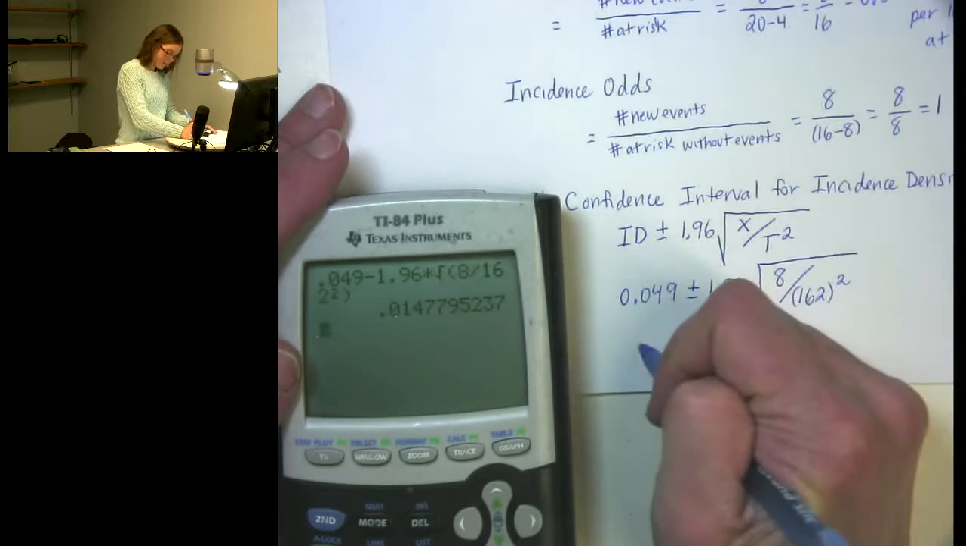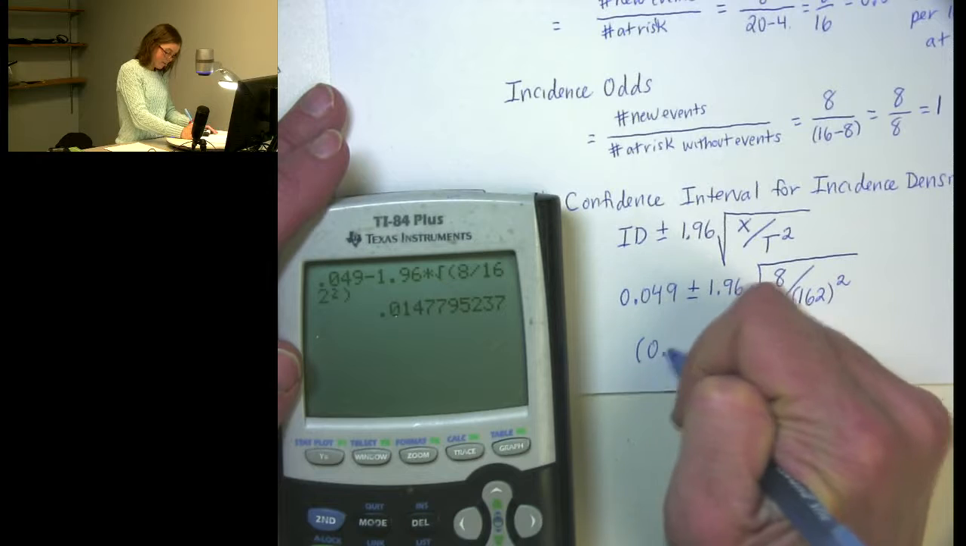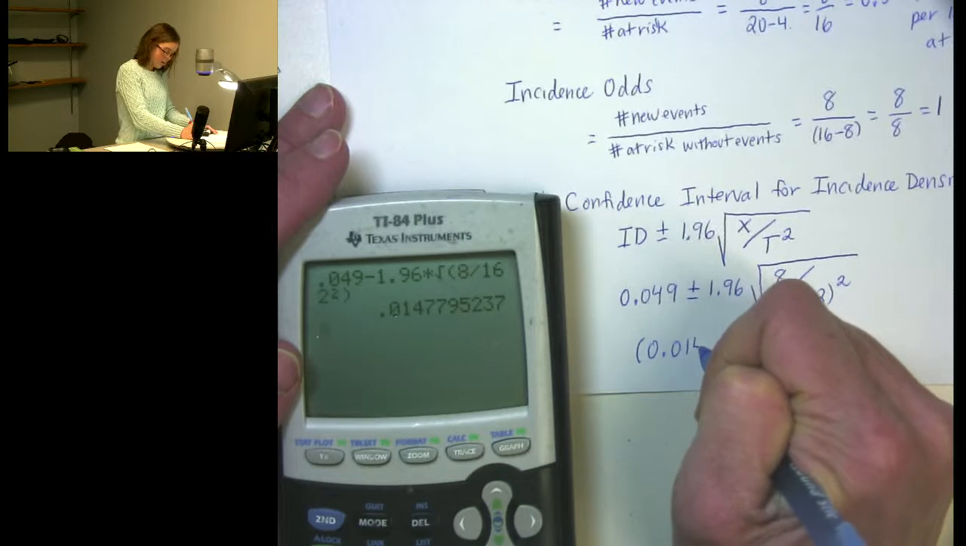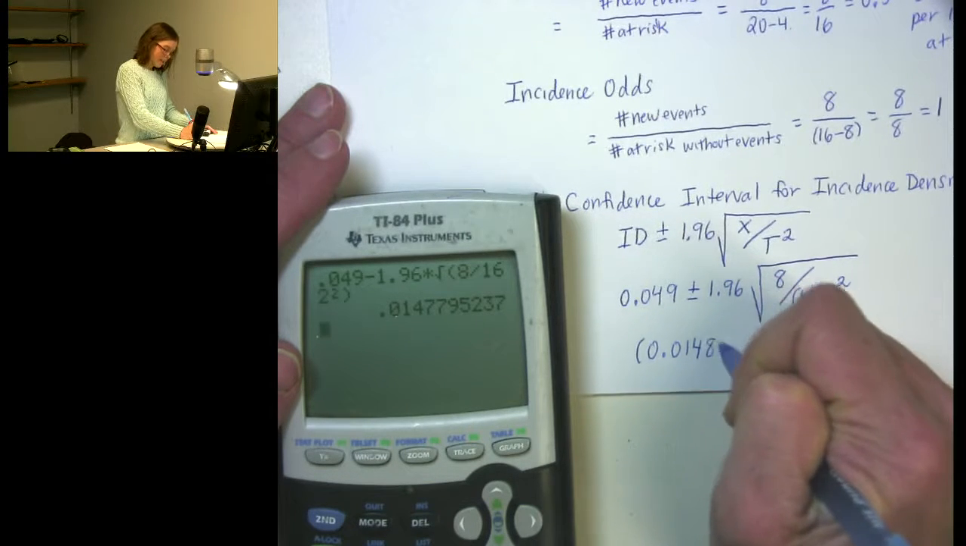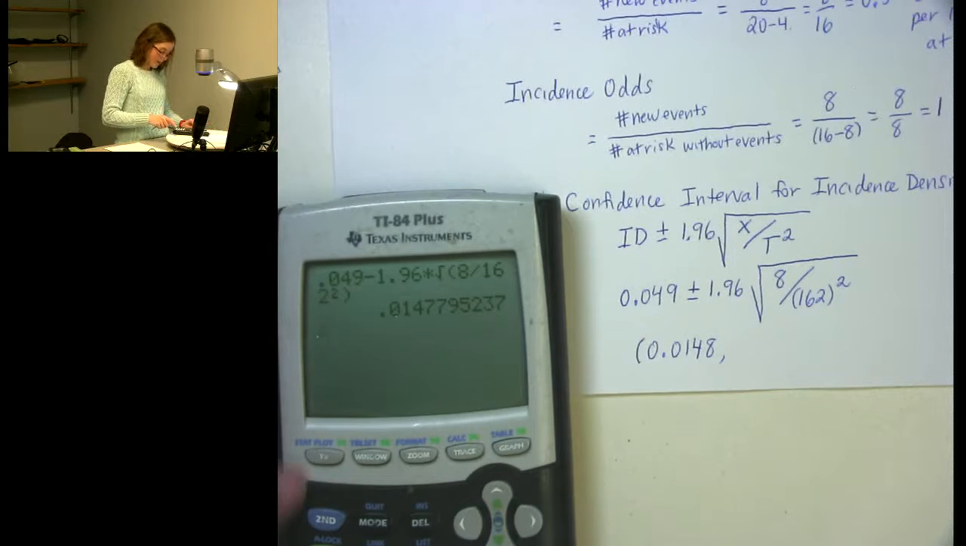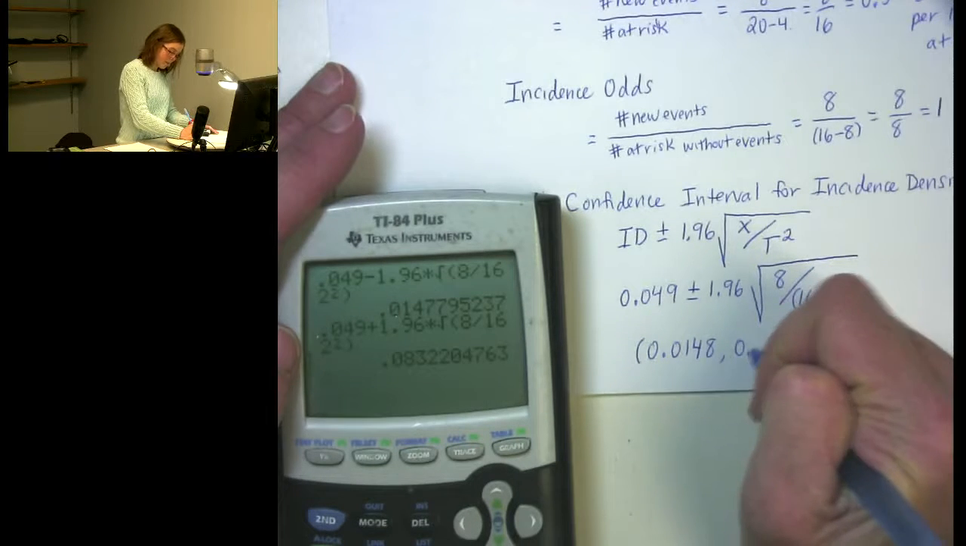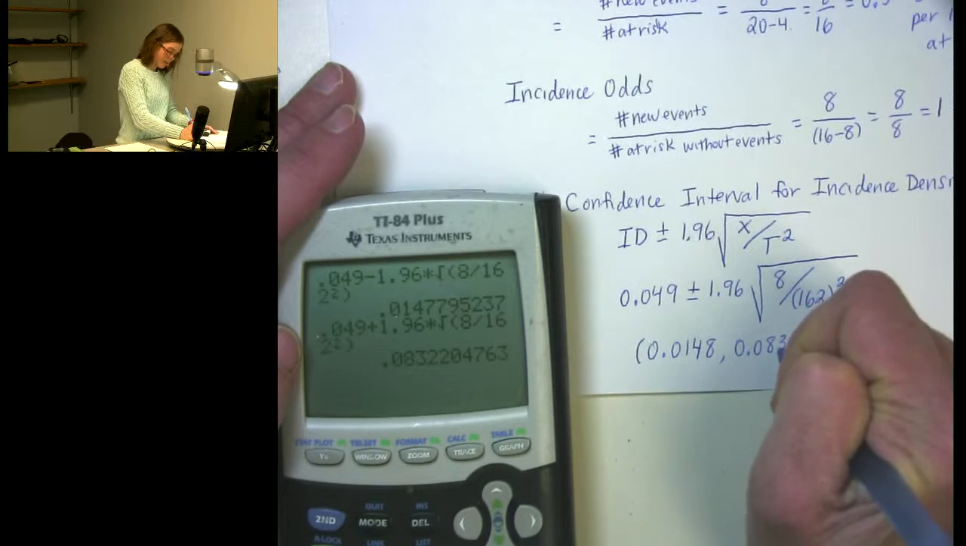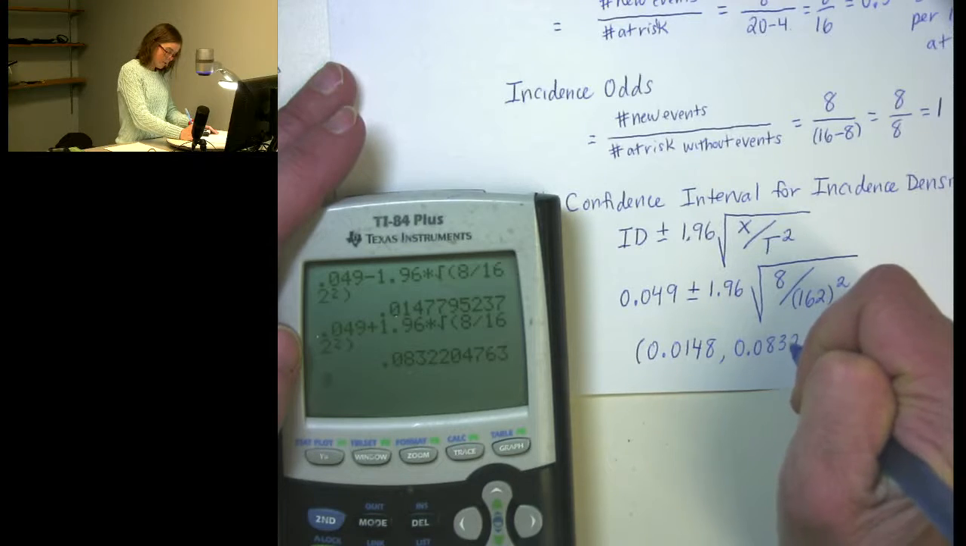That gives me a lower limit of 0.0148 and an upper limit of 0.0832.